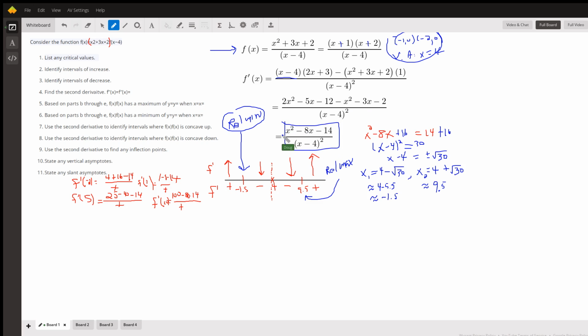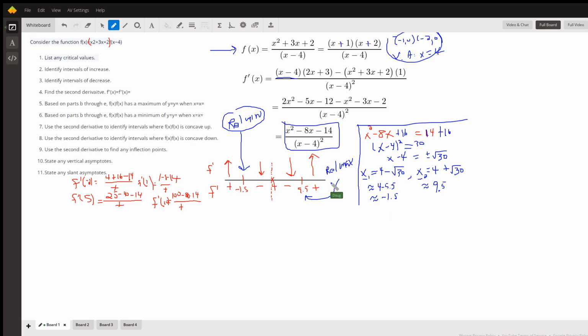So we want to know, when does the first derivative equal 0? And that's kind of what I've done over here by completing the square as opposed to using the quadratic formula. I moved this -14 to the right side, completed the square with a +16, and there are the values for which the first derivative equals 0, 4 minus the square root of 30 and 4 plus the square root of 30, which are approximately -1.5 and 9.5 respectively.